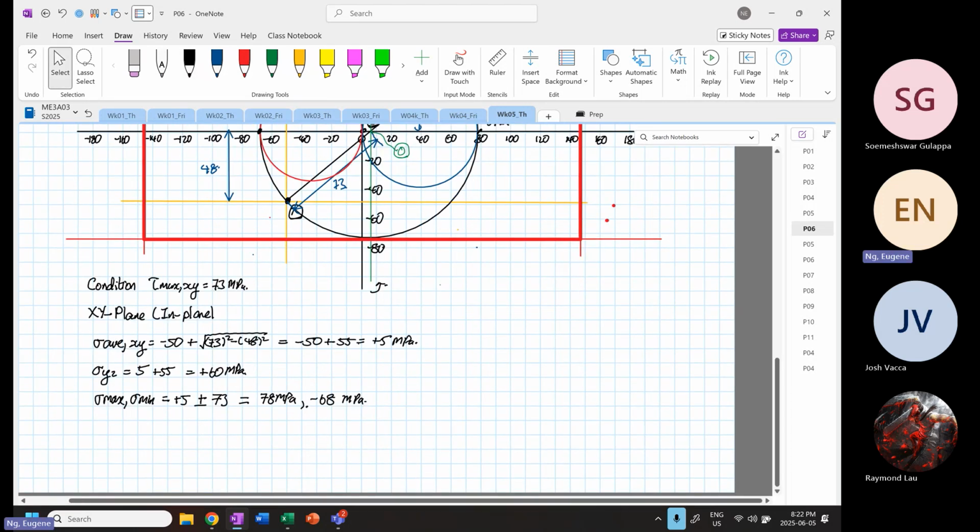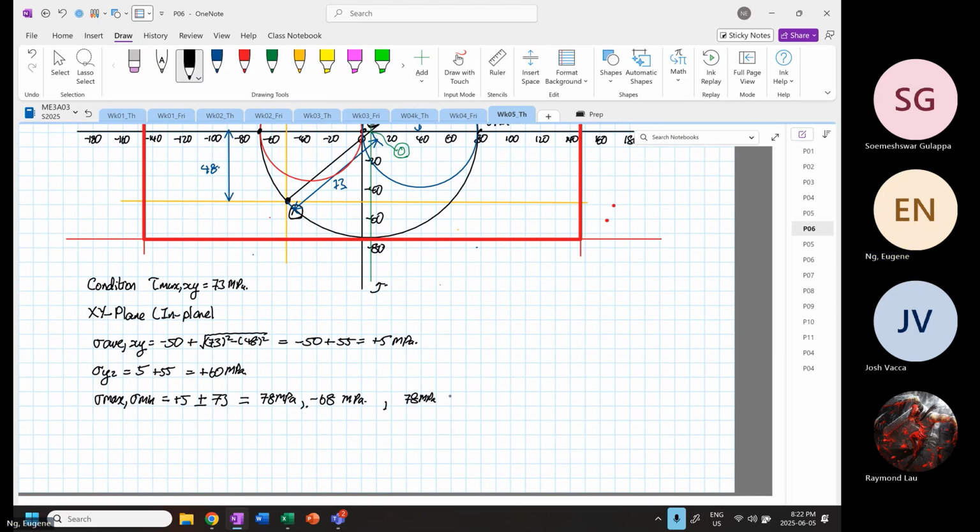So then you write down over here, 78 megapascal is less than 146 megapascal. Okay, and minus 68 megapascal is greater than minus 146 megapascal, because over here, these are your minus 146. This is your positive 146. Okay. So when this is the case, this value is valid.